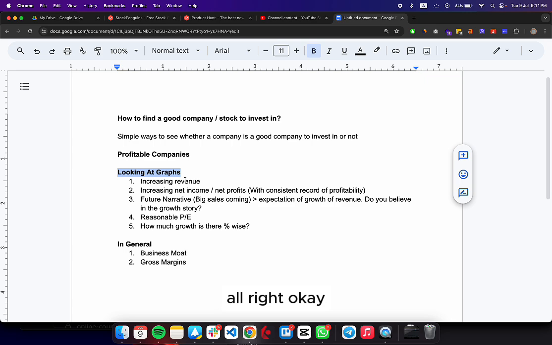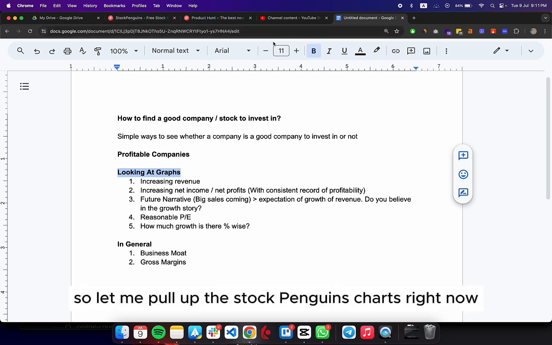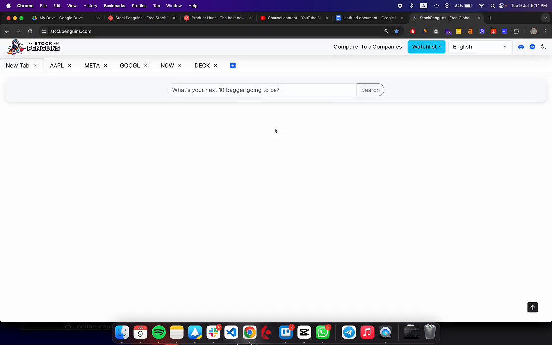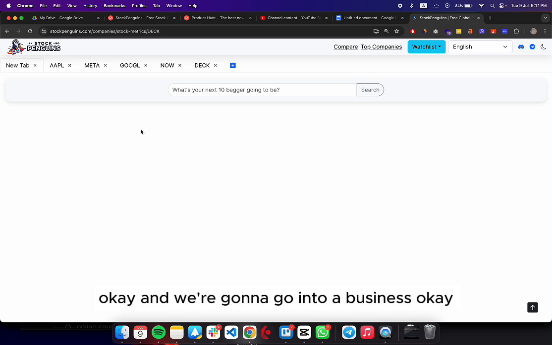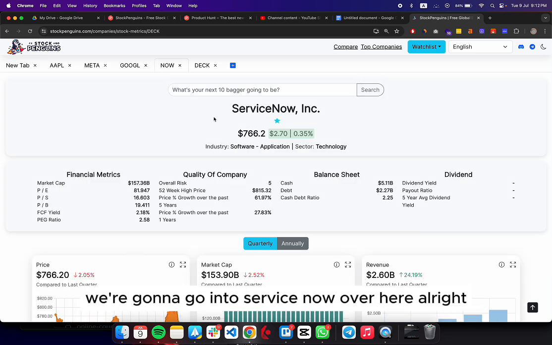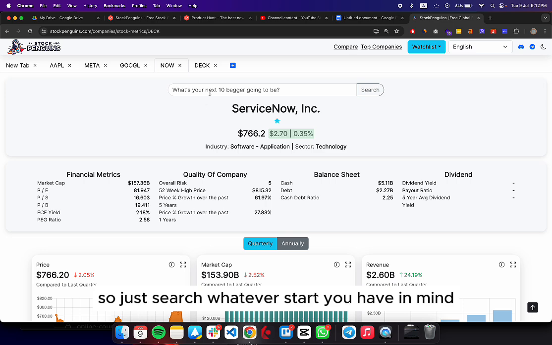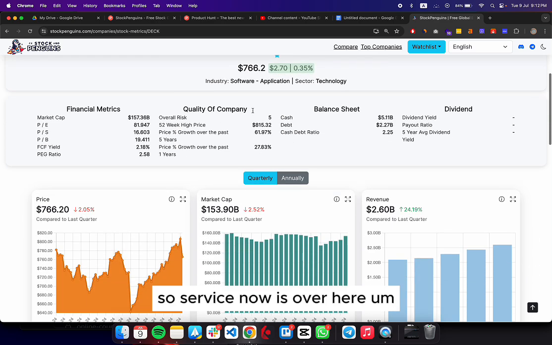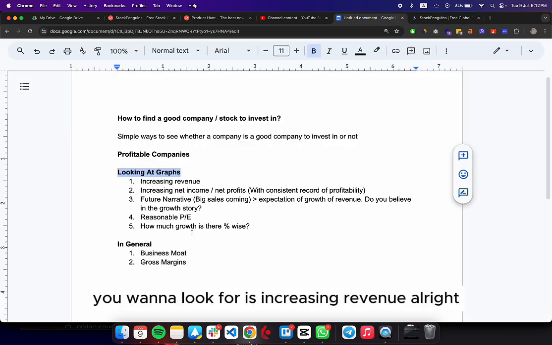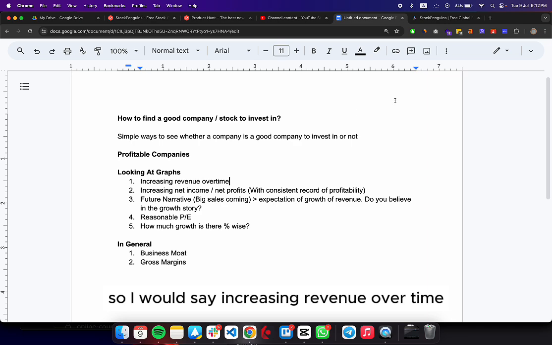All right. Okay, so let me pull up the Stock Penguins charts right now. Okay, and we're going to go into a business. Okay, we're going to go into ServiceNow over here. All right, so just search whatever stock you have in mind, and then you search it. Okay, so ServiceNow is over here. And the first thing you want to look for is increasing revenue. All right, so I would say increasing revenue over time.